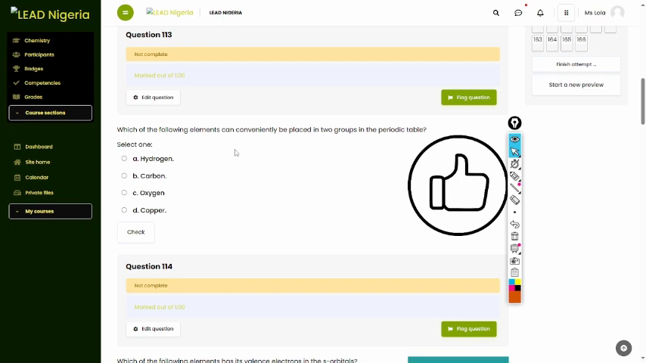But it can also be placed in group 7 because it is a non-metal. Non-metals are in group 7, and it can also accept 1 electron to complete 2 electrons in the first shell. This happens when it combines with metals. So hydrogen can combine with both metals and non-metals, which means it can be placed in group 1 or group 7. So the answer is A.